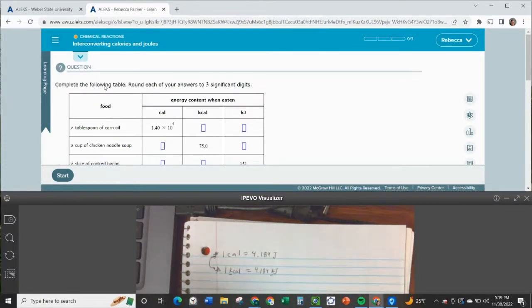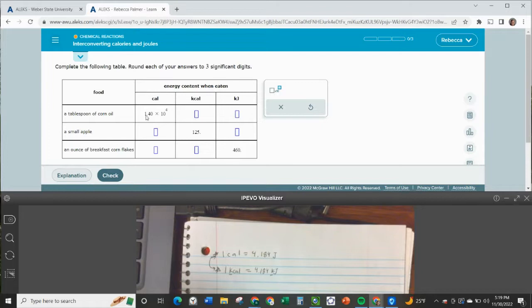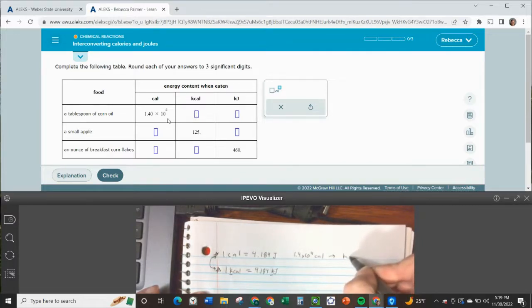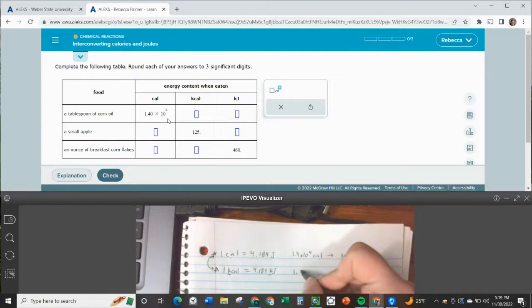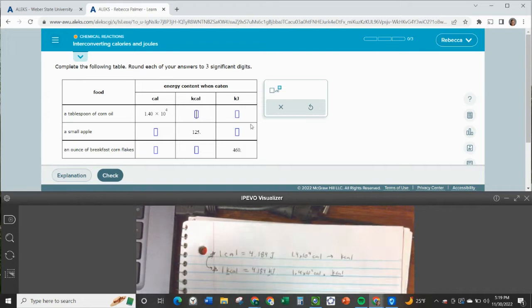I'm going to start this topic and we'll do one together. This one, we're going from 1.4 times 10 to the 4 calories. I need to convert this to kilocalories. There are a few ways I can do this. One is I can use a conversion factor. So 1.4 times 10 to the 4 calories, and I know I need kilocalories, so kilocalories is going to go on the top. And I can look up in my ALEKS data.